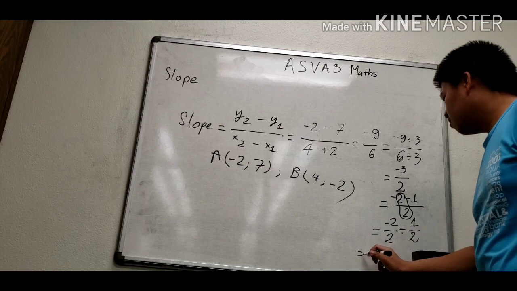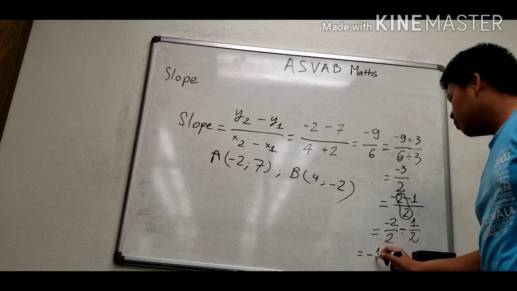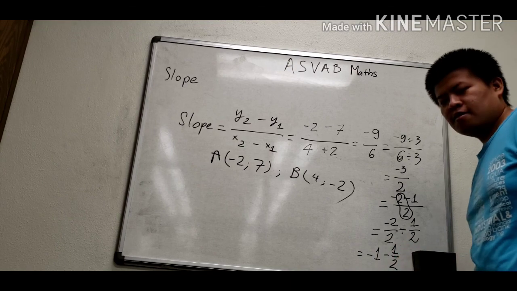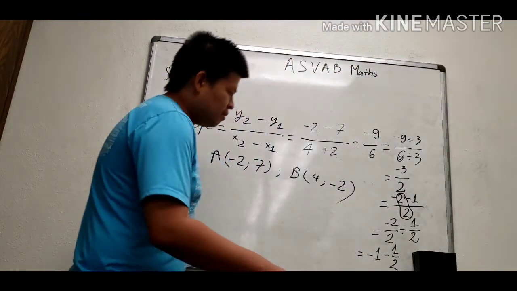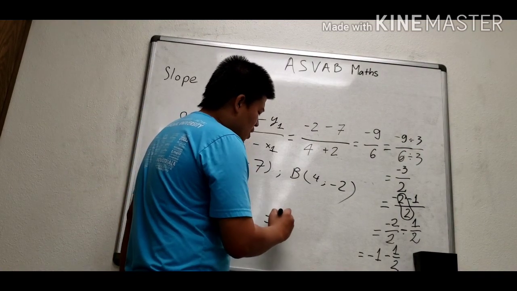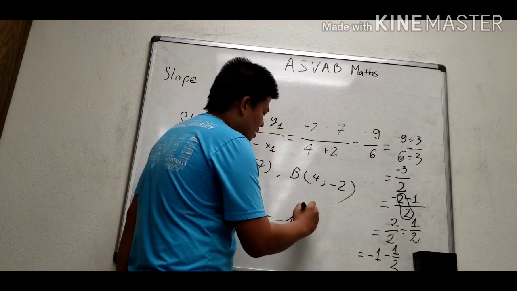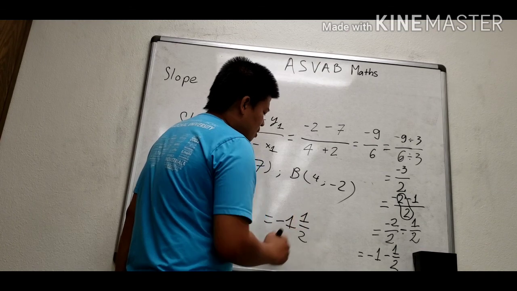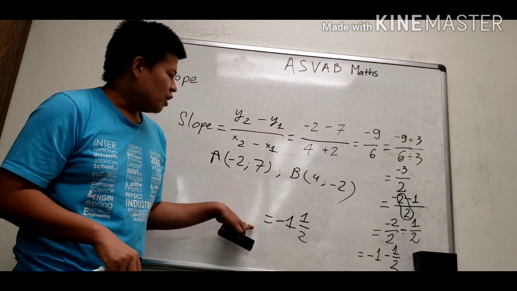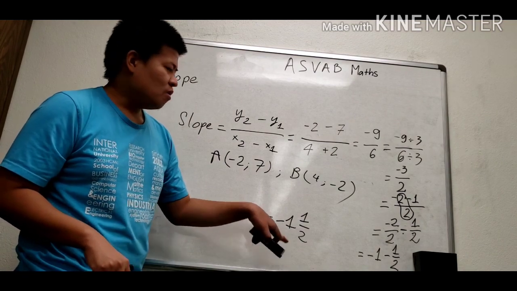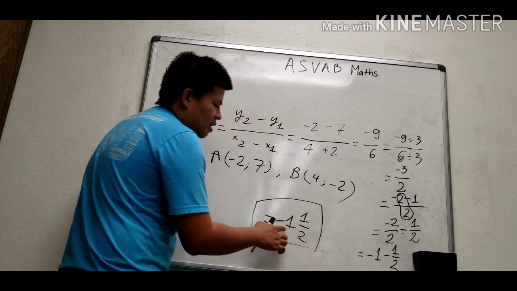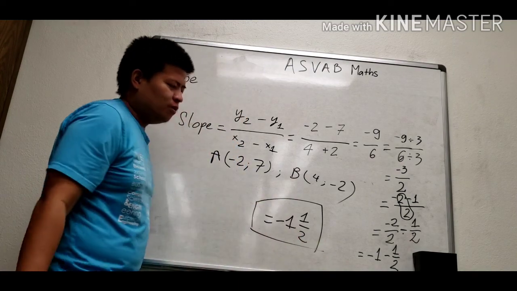So we have the minus 1 over 2. After we got this number in here, we will got about minus 1 and 1 over 2. So this is about the mixed fraction. We need to know about that. So the answer for this slope is about minus 1 and 1 over 2.